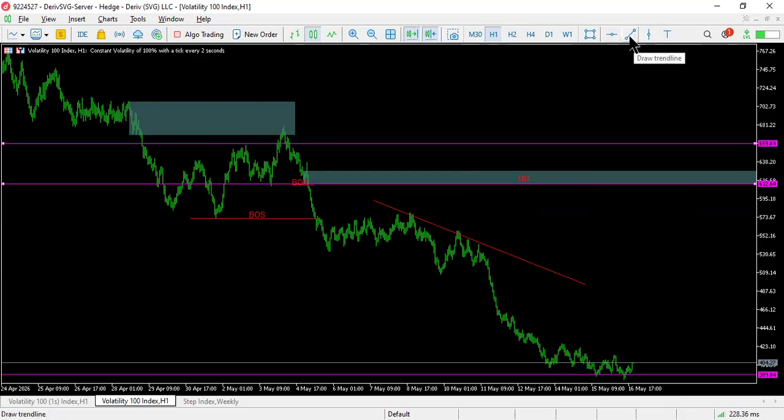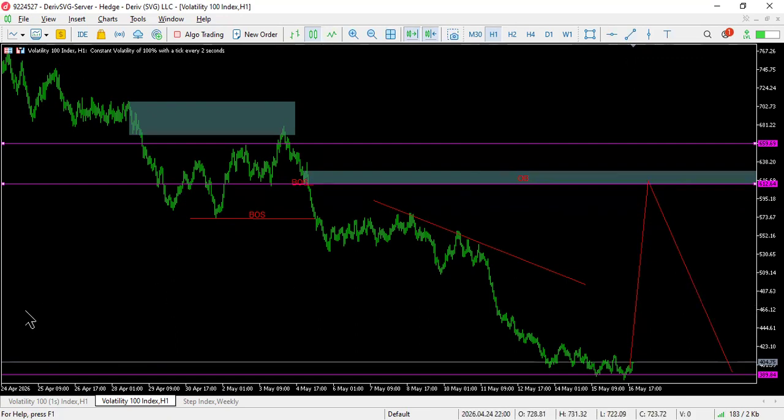This is what I'm expecting to happen: for price to sweep the liquidity that is seated there, to go and tap into that order block, and then we can expect a move to the downside because our bias is very, very bearish. So go ahead and place a sell limit on volatility 100 with your entry price at 612.64, with your stop loss at 659.69, and then your take profit level is going to be at 389.84, and it's going to be a swing trade.